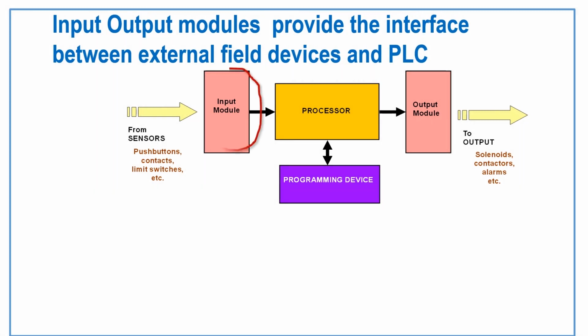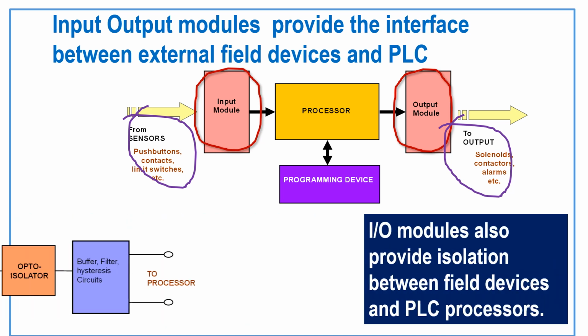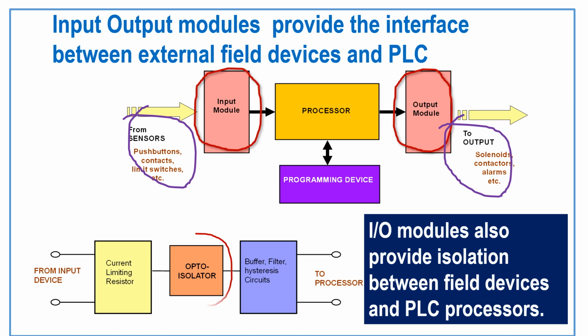The input and output modules are the fundamental components of a PLC system. The PLC's input and output modules provide the interface between the external field devices and the PLC. The input-output modules also provide isolation between field devices and the PLC processor.